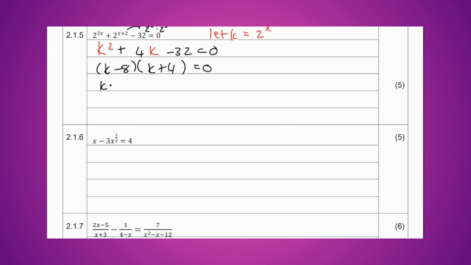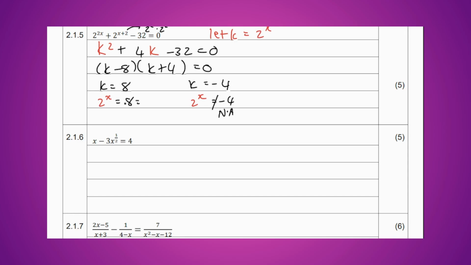So our answers for k are 8 and negative 4. Go substitute back in. This one you should see as impossible. You can't get a positive exponent to any power and get negative as an answer. So that's impossible. You put a line through it, or you say NA.